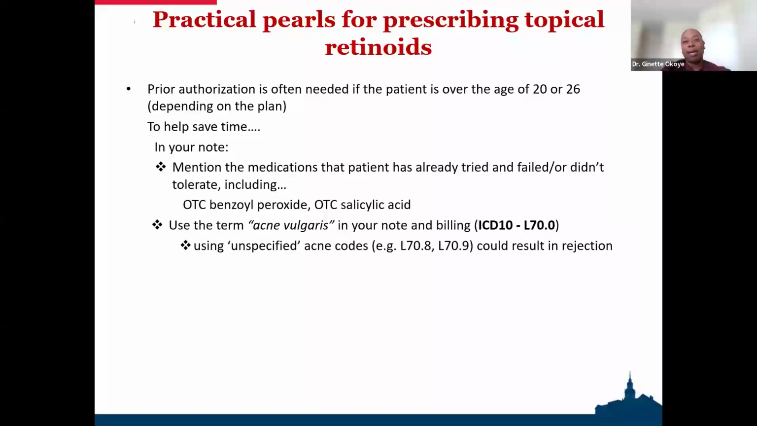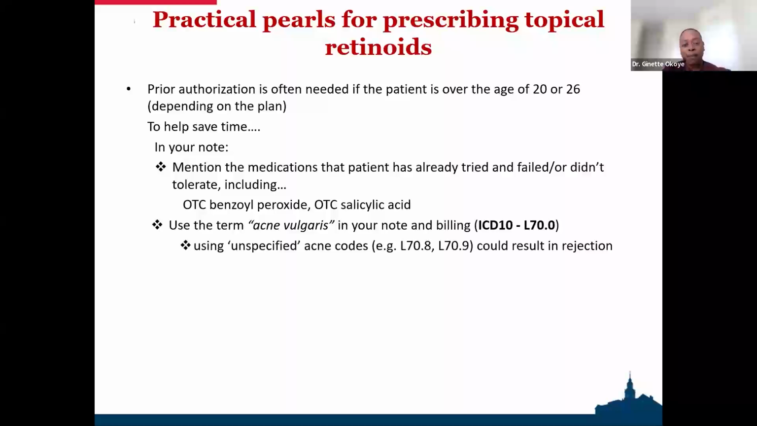In terms of prescribing the retinoids, sometimes you can get some pushback from insurance companies, especially if the patient is over the age of 20, 25. Someone told insurance companies that people over 25 don't get acne. I'm not sure who told them that, but they think that you're trying to prescribe it for the cosmetic effect of the anti-aging and so on. So often you'll need a prior authorization.